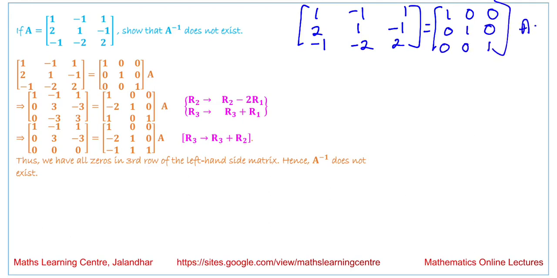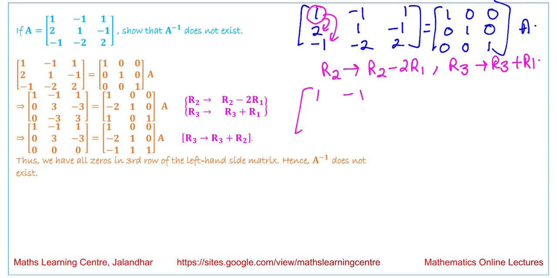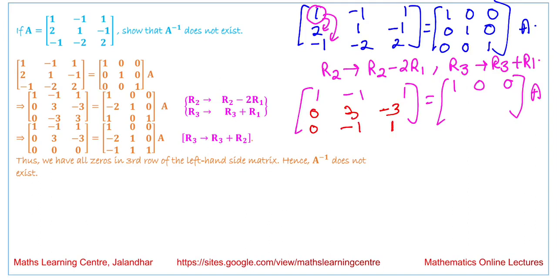So the first step we have to do is, we start with this one, we want to make both these 0. So we are writing row 2 approaches row 2 minus 2 times row 1, and row 3 approaches row 3 plus row 1. So this matrix will become 1 minus 1 1, that is equal to 1 0 0 into A, and these terms will change to 0 0, the next terms will be 3 minus 3, minus 1 1, and these terms will become minus 2 1 0, 1 0 1.